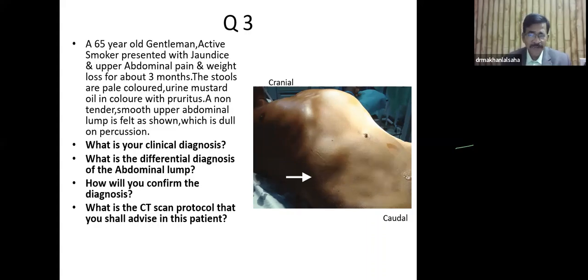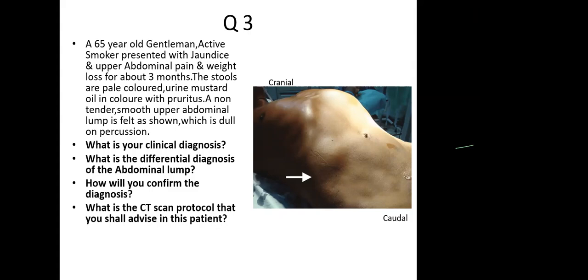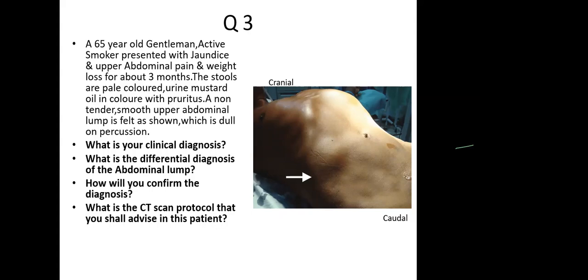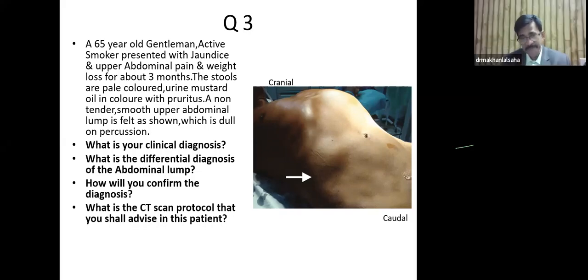So what did you put forward for such a lump? First is a gallbladder lump, an enlarged gallbladder. Good. What may be the next? Secondary metastasis, a metastatic swelling in the liver. So, a metastatic nodule in the liver. Yes, sir.